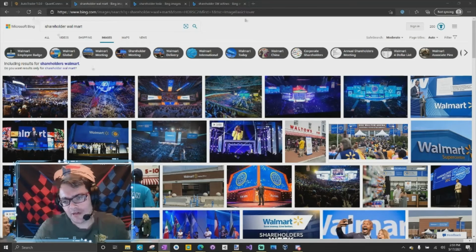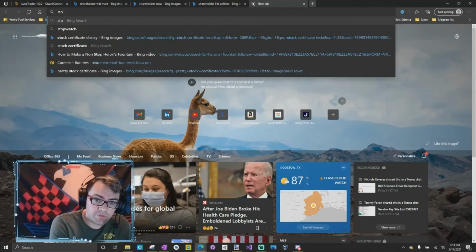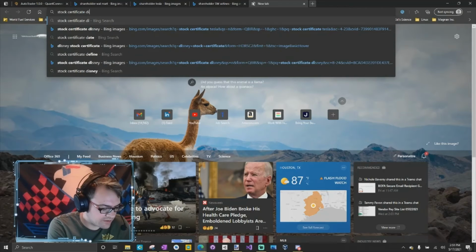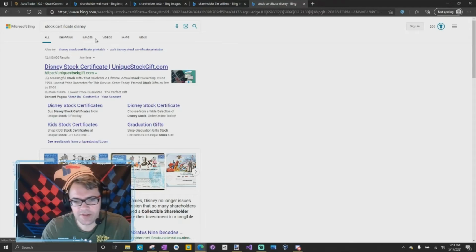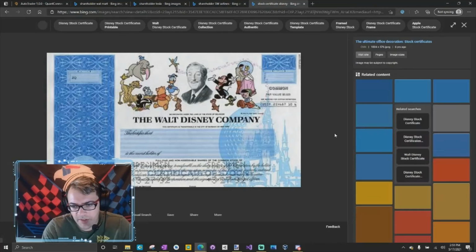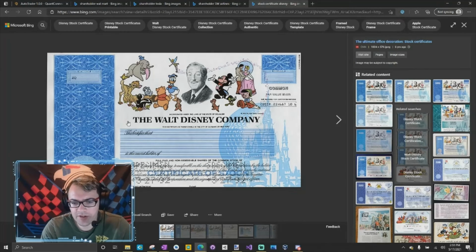Stock certificates are kind of outdated. You don't need a stock certificate for owning a stock, but some people get them because they're kind of like NFTs, non-fungible tokens, those memes they sell. They call it art or whatever. But this is an example of a stock certificate for Disney. Kind of looks like art.